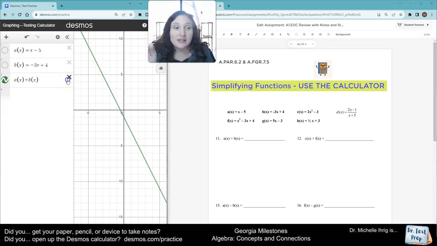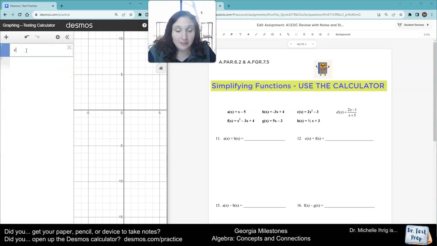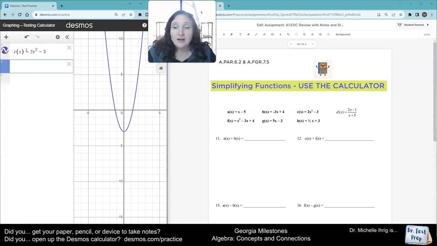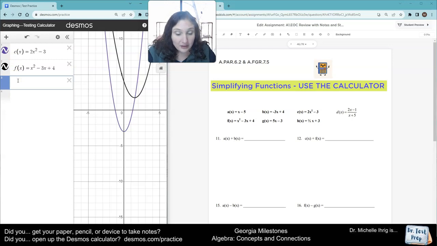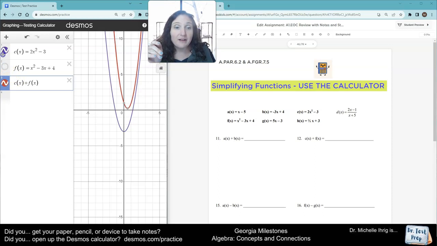So for this next one, it says, what's c of x plus f of x? So same thing, you're going to type in the first function that they give you. So I'll type in c of x squared minus 3. The second function was f of x, so we'll type in my f of x function. And then, because we want to add it together, you can literally just leave it, c of x plus f of x, and that red graph is the answer. Okay, now you don't necessarily know what it is, but that's the answer.